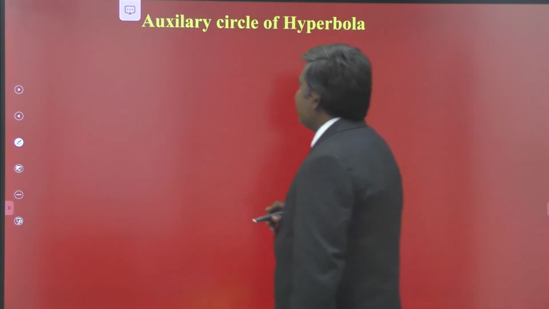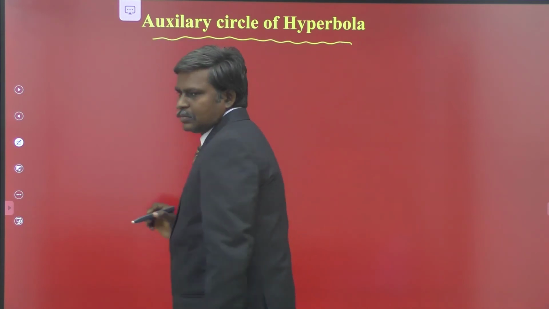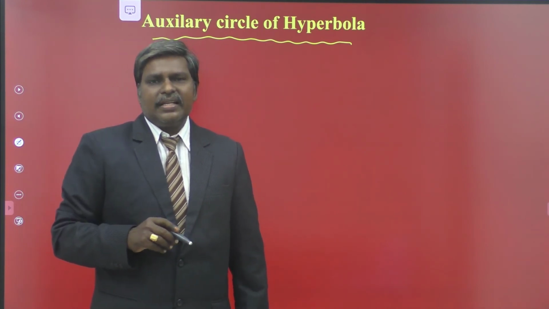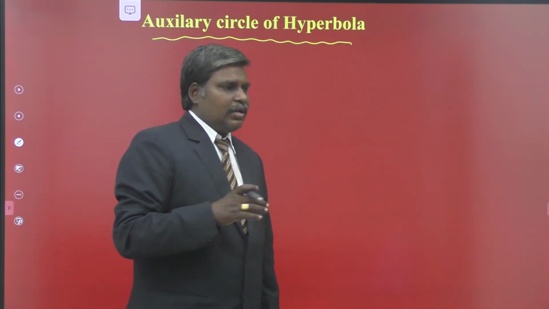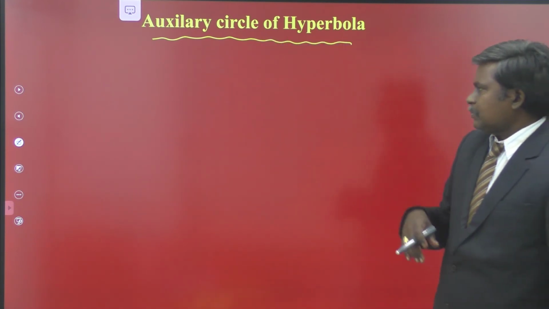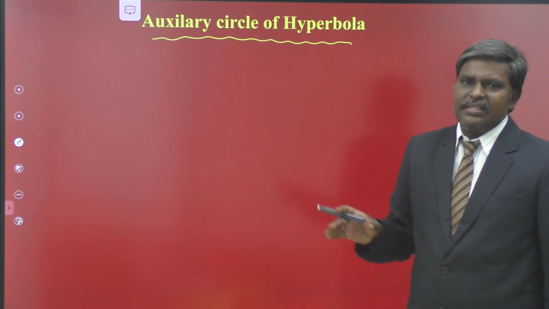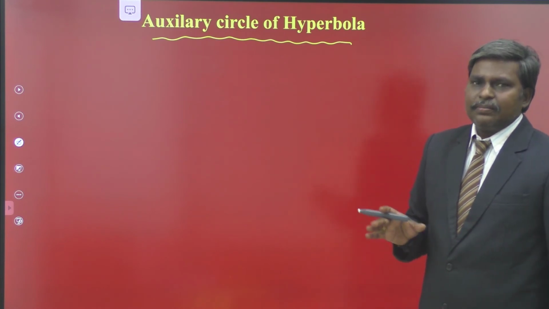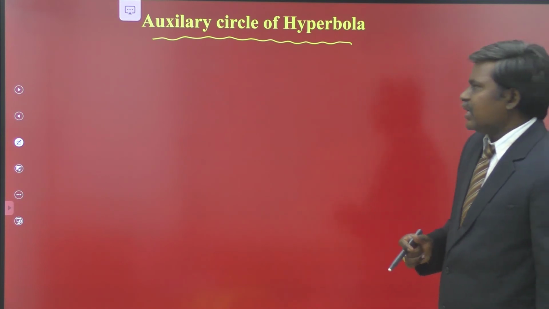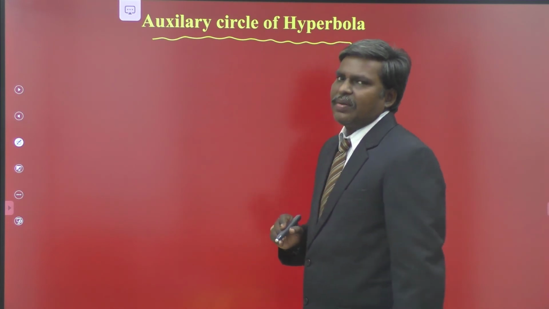Now let us define the auxiliary circle of a hyperbola. Already we know the auxiliary circle in the ellipse. What is the auxiliary circle? There, the circle described on the major axis as diameter is called the auxiliary circle of the ellipse. In the same manner here also, the auxiliary circle of the hyperbola is the circle described on the transverse axis as diameter. With the transverse axis as diameter, construct a circle. That circle is called the auxiliary circle of the hyperbola.